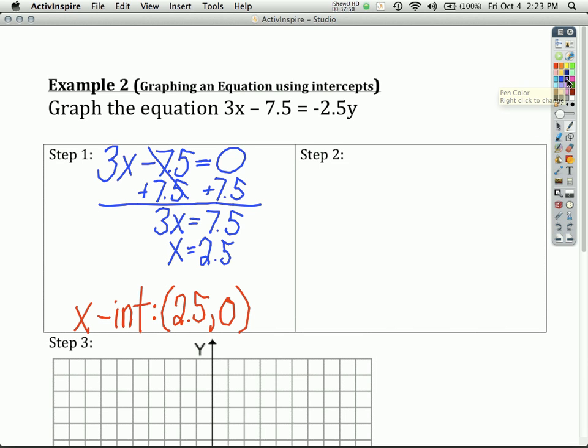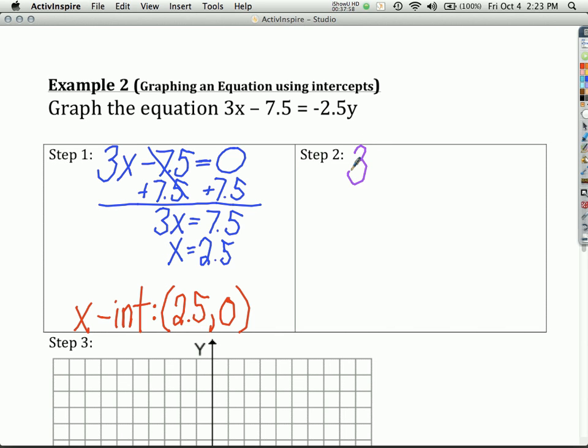Sheree? To find the y-intercept, let x equal 0 and solve for y. Very good. That was beautifully said. So now we've got 3 times 0 minus 7.5 equals negative 2.5y.